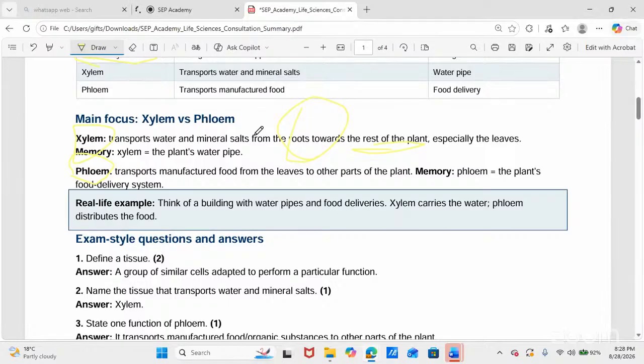A real life example would be to think of a building with water pipes and food deliveries, right? The building will have water pipes transporting water from underground to the pipes in your houses or in your rooms or wherever you use it. And then there will be a person coming to deliver food in that house, and that person will be called the phloem, right? And then the pipes will be called the xylem.